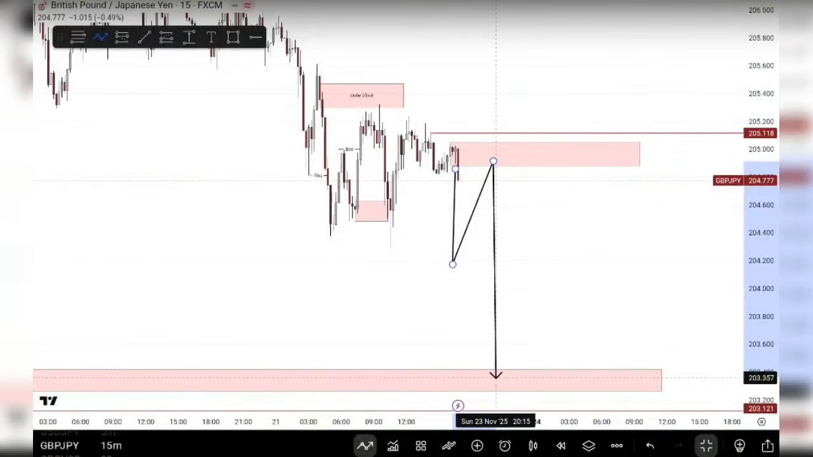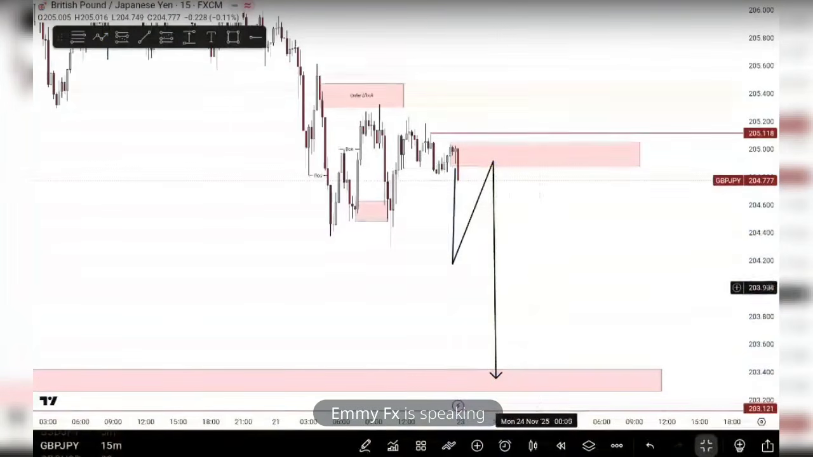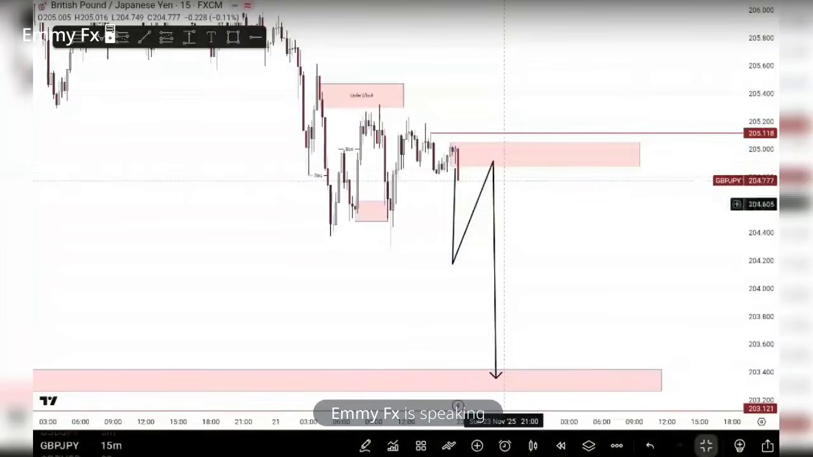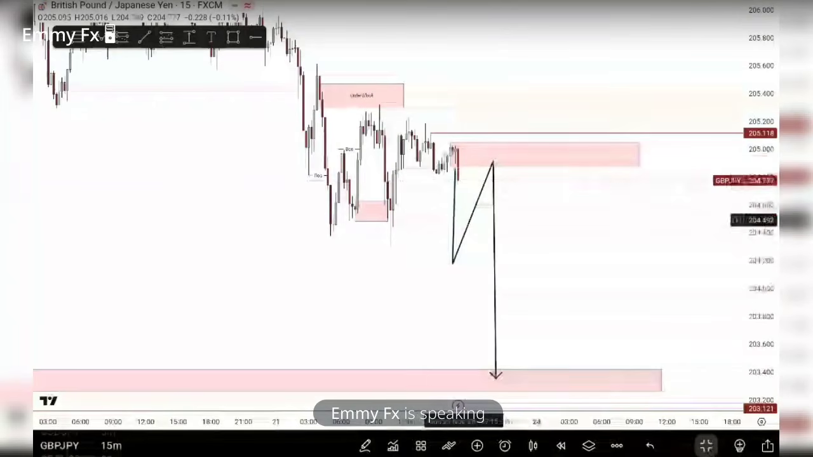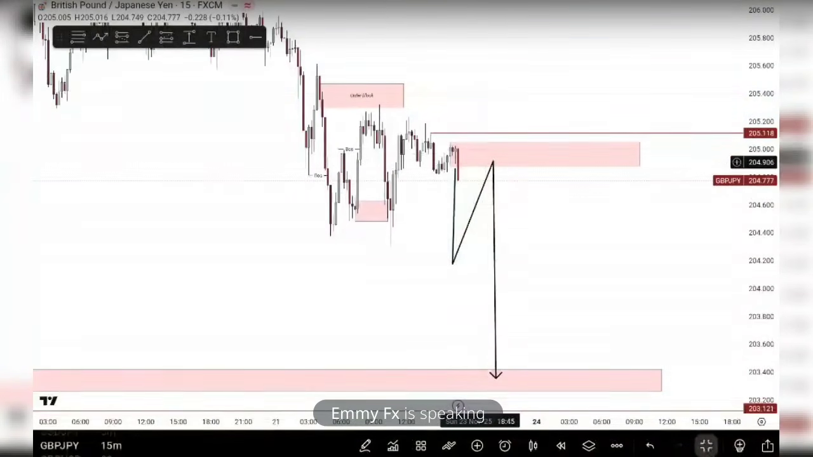So to the downside. On Monday, if the market opens, this is what I just want you to look at. Let price give us a break of structure to the downside. Find the order block that causes the break of structure to the downside. Then price drops to the downside.